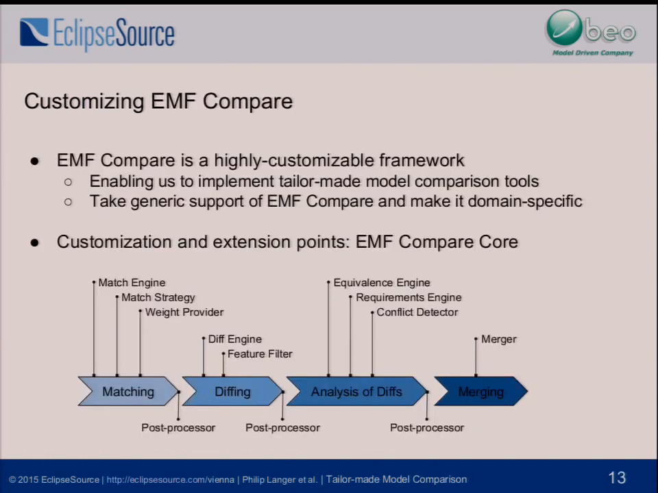I categorize those ways into 2 categories. The one is what you can extend and change in EMF Compare core. So that's really the process that applies the matching, diffing, and analysis of the diffs. And the second category is about what you can change in the user interface to make it closer to the domain. So what are the EMF Compare core customizations that you can do?